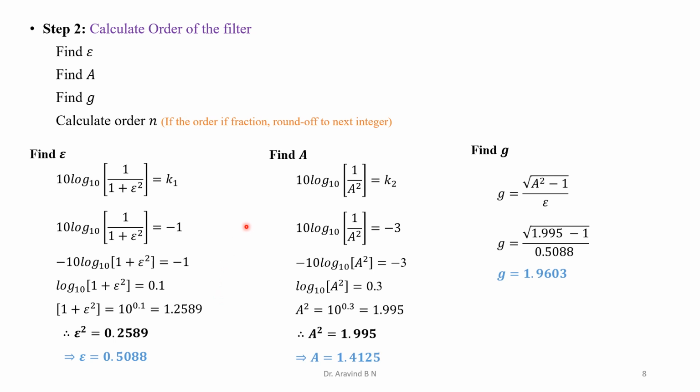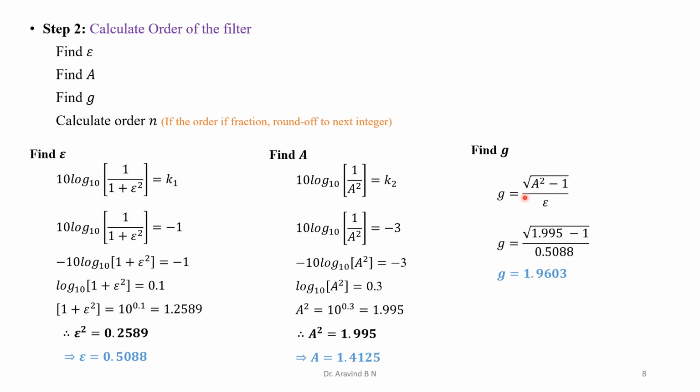Similar procedure we are going to follow to find the value of A. So 10 log to base 10 of 1 divided by A square is equal to K2. K2 is with respect to the stop band value. So we know that value, that is equal to minus 3 dB. So substituting over here and after making the simplification we get A is equal to 1.4125. Now calculate the G.